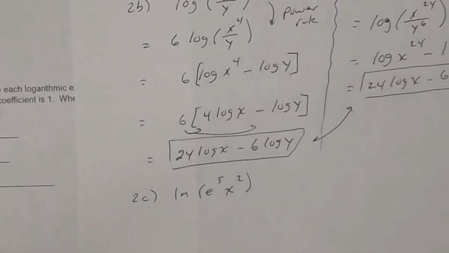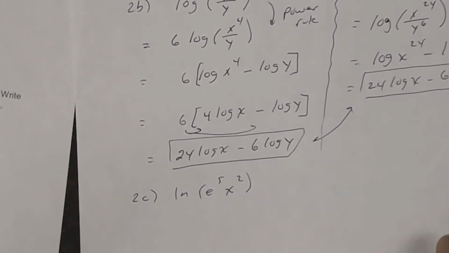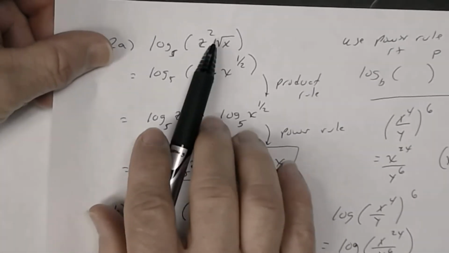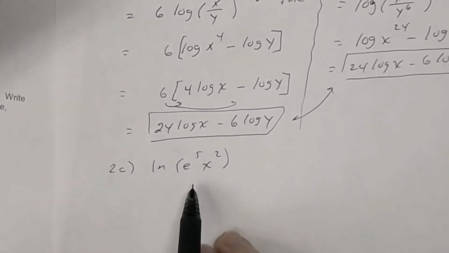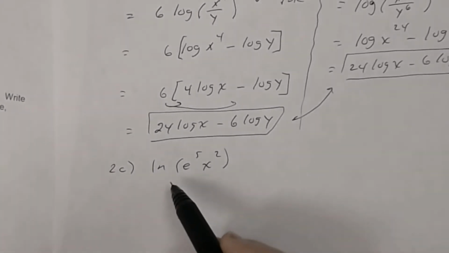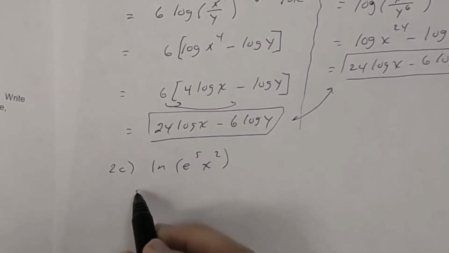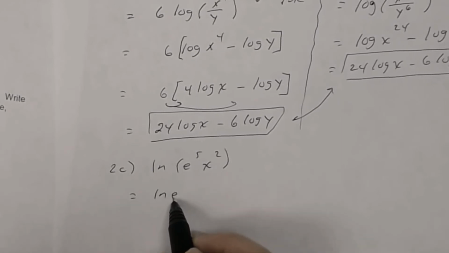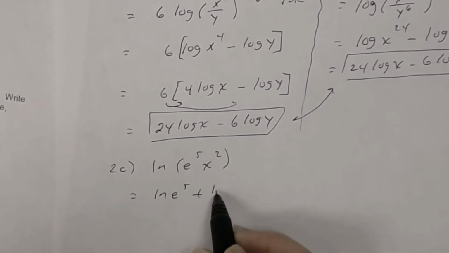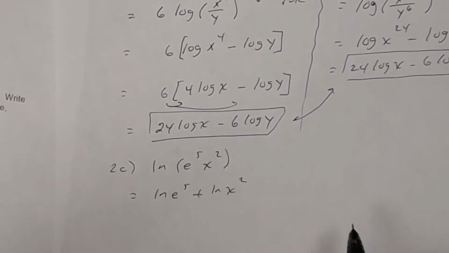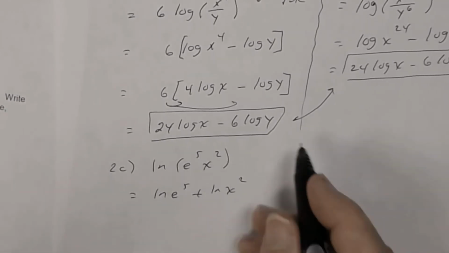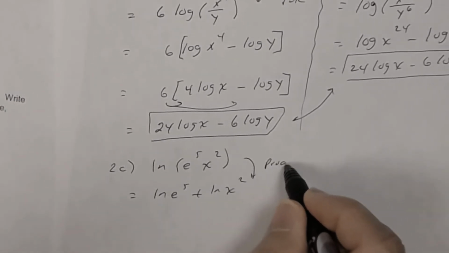All right, so it's very similar to 2a. So remember when we did 2a, you have a log of a product, right? Okay, so it's very similar, except in this case, you'll see what's going to happen. You're going to have to use something from a previous lesson as well. So I'm going to use the product rule first. So that's going to become the natural log of e to the 5th plus the natural log of x squared, right? Okay. All right, so I use the product rule. That's what I did here.